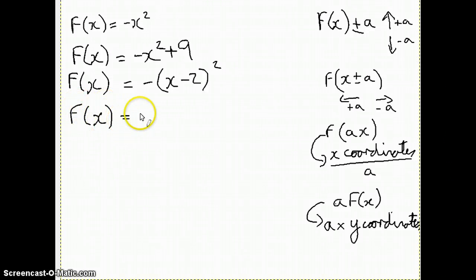F of x equals minus 2x squared, 2x all squared. So again, we swapped the x for 2x. Like in the previous question, we swapped the x for x minus 2. We've now swapped the x for 2x, again inside the bracket. So what happens there is that, and I've just written it down here, if you swap the x for something times x, all the previous x coordinates get divided by that number, divided by 2.